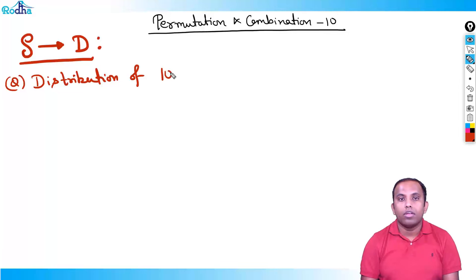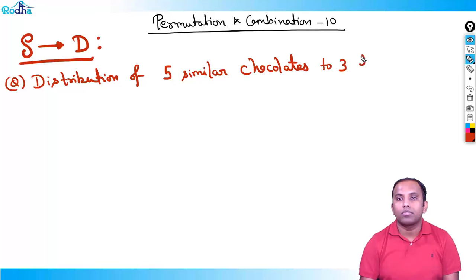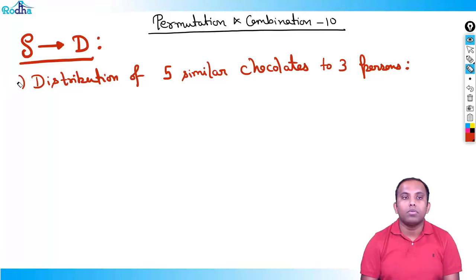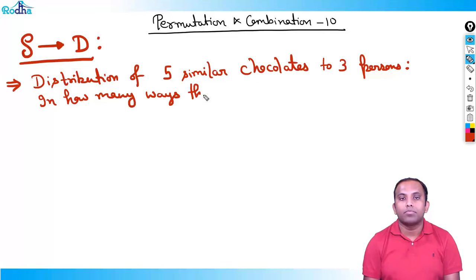Distribution of 10 similar chocolates, or make it a smaller number here. We'll go to a bigger number after getting the concept. Distribution of 5 similar chocolates to 3 persons. Okay, so this is a concept, not a question. Distribution of 5 similar chocolates to 3 persons, in how many ways can this be done?